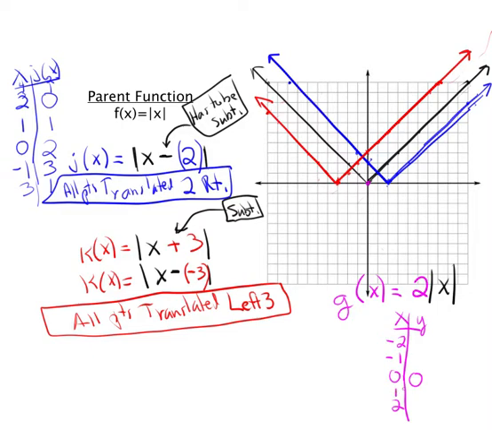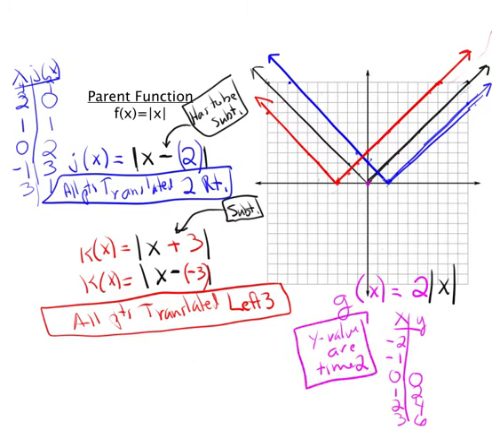So 1, the absolute value of 1 would be 1 times 2 is 2. The absolute value of 2 is 2 times 2 is 4. The absolute value of 3 is 3 times 2 is 6. So that means that any of my outputs that I had are times 2. So my outputs are called the y values. So y values are times 2.